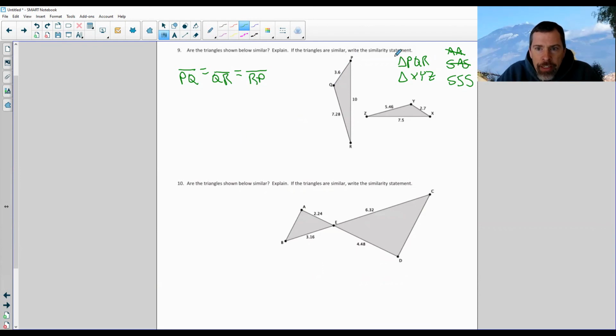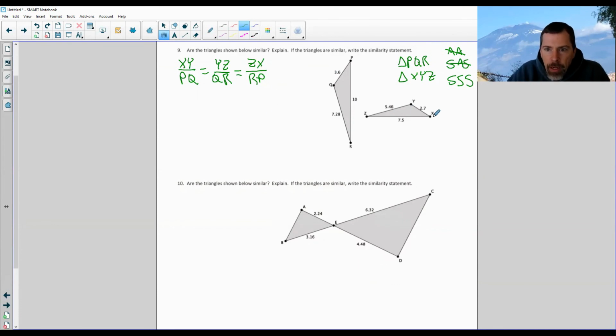Then I like looking at the name. I don't even look at the diagram anymore. I use the names to line up the proper names up here. PQ, XY. QR, second, third, YZ. RP, last, first, ZX.